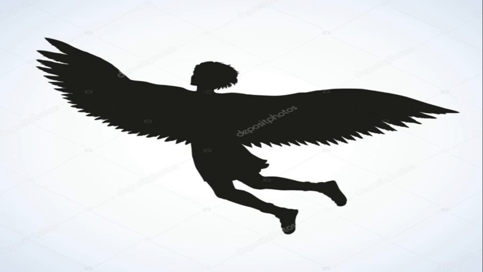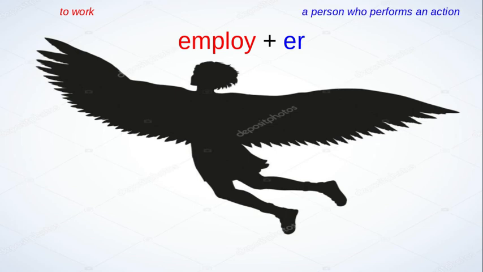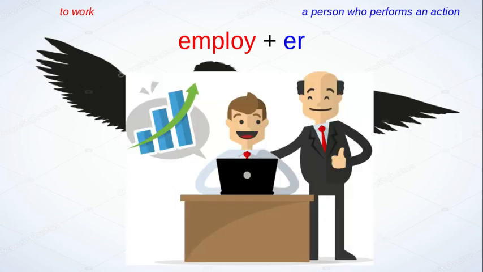Next, let's try a more challenging verb as our root word. We'll use employ. Employ is a verb that means to work. Now let's add our first suffix, -er, to get the word employer. We know that -er means a person who performs an action. Your employer is the person who makes you work. Since your employer is a person, it is a noun. Just like before, adding this suffix turned the verb into a noun.